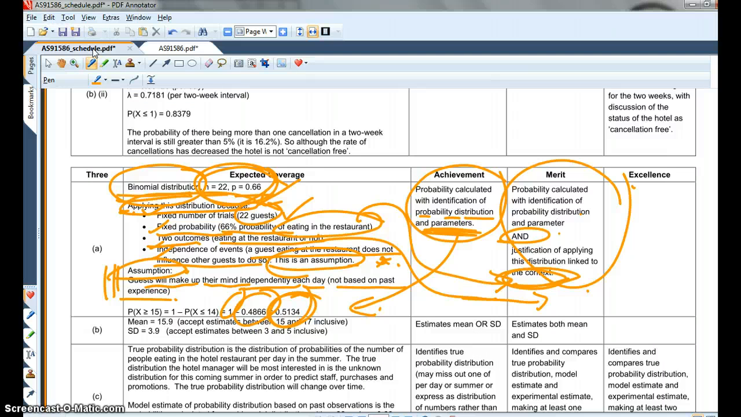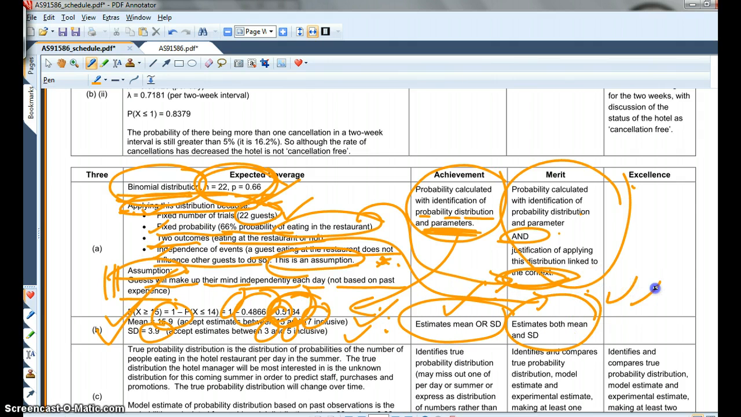So the mean, 15.9. Standard deviation 3.9. Well done us. If you said anything between 15 and 17, you would get correct. Anything 3 to 5, you get correct. It's actually really not that easy to guess it. You've got to be really statistically aware. It's quicker, I think, almost to calculate it. Estimate the mean or standard deviation is achieved. Estimate both is merit. Okay? So if you actually just calculate, it's kind of cool, I think.